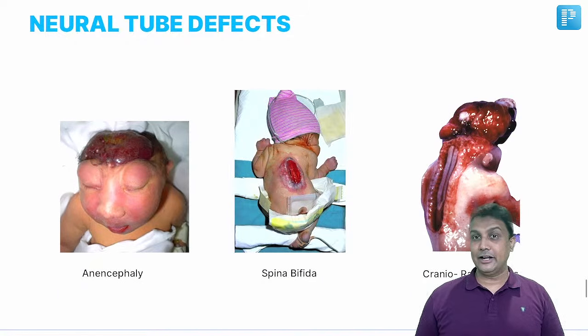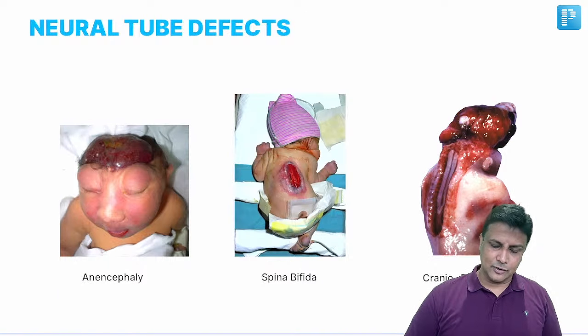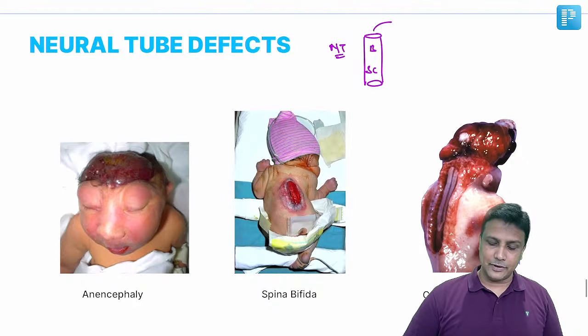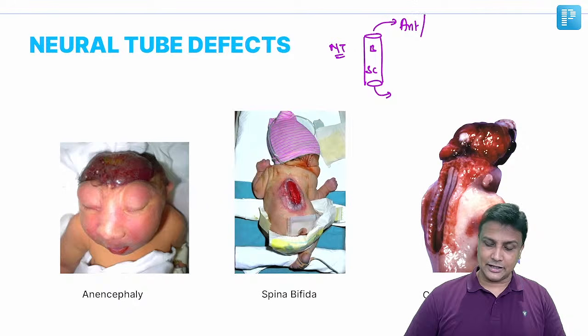Now once you are done with the derivatives of neural crest cells, welcome to neural tube defects. If I just give you a simple diagram here, for example, if this is your neural tube, neural tube is the one which is going to form your brain and the spinal cord. Above there will be one opening and below there will be one more opening. Of course, that is known as neuropore. So this one will be the anterior or cranial neuropore.